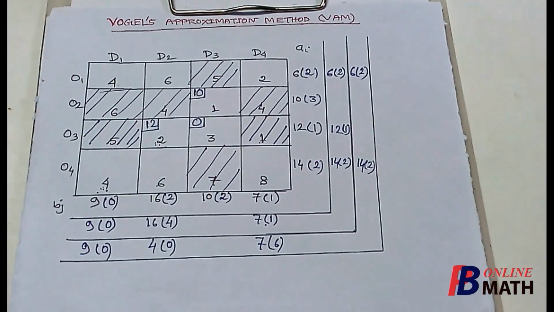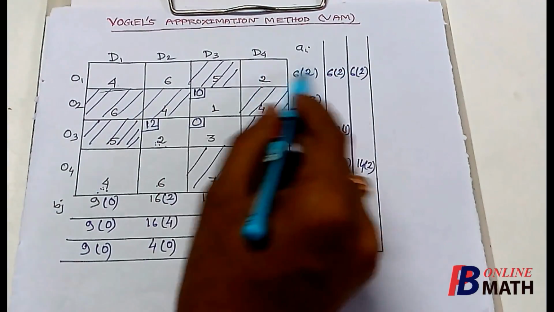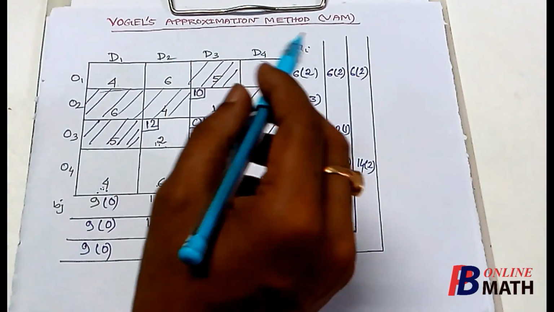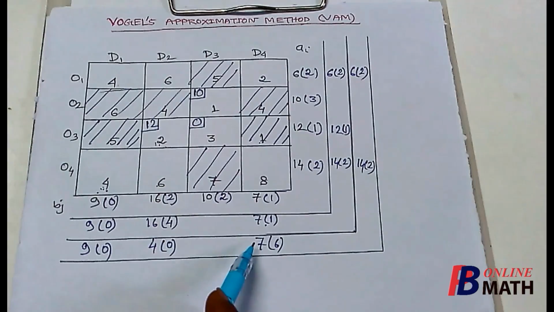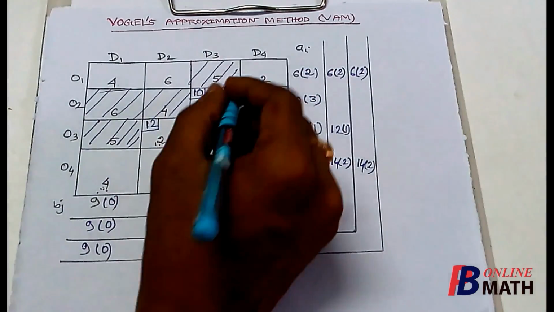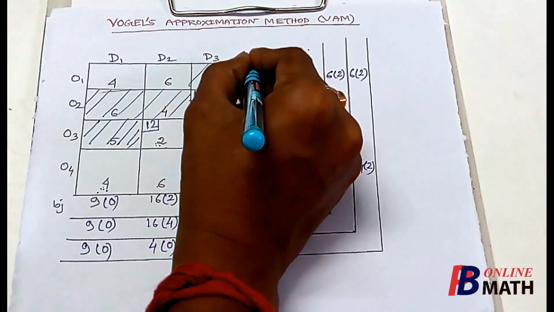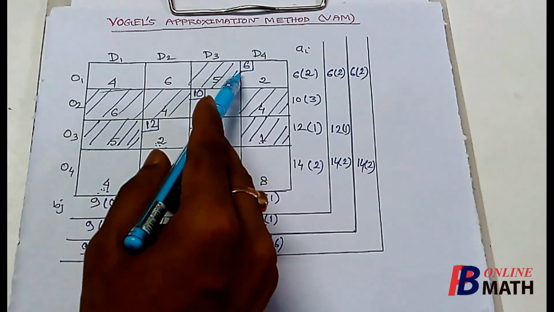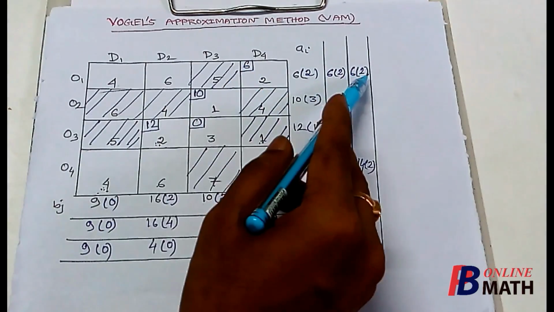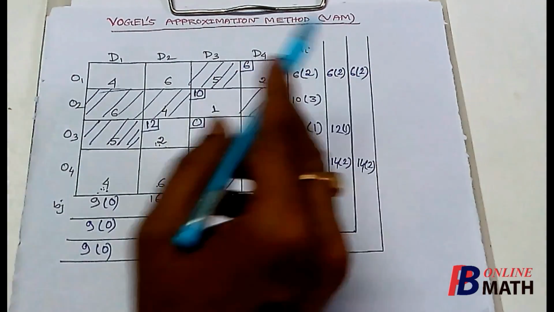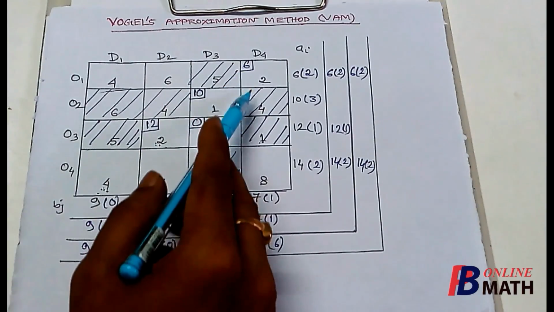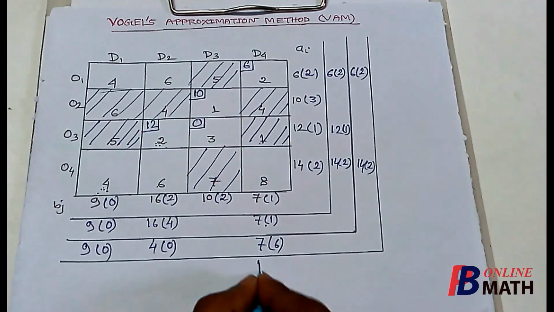To find the value of this basic variable, we have to check the corresponding capacity and demand. We find that the capacity is 6 and demand is 7, out of which 6 is minimum, so we can allocate 6 here. So if we allocate 6 here, then the revised capacity of this origin O1 is 0, and the revised demand of this destination D4 is 1 now.